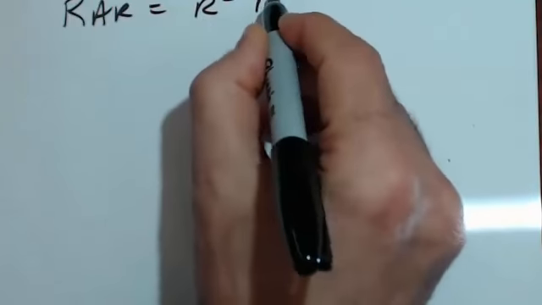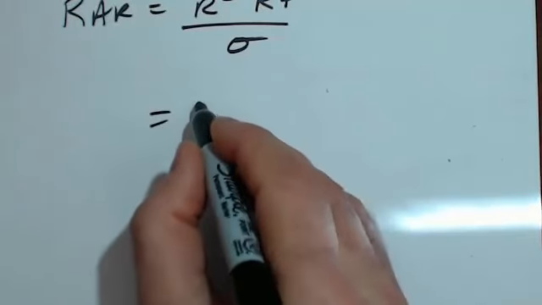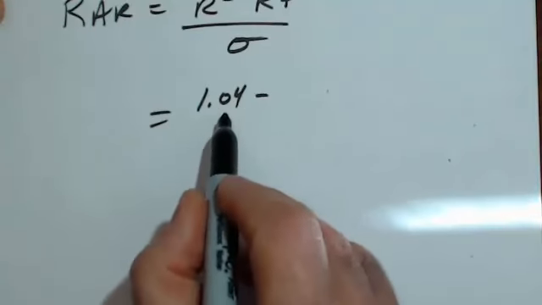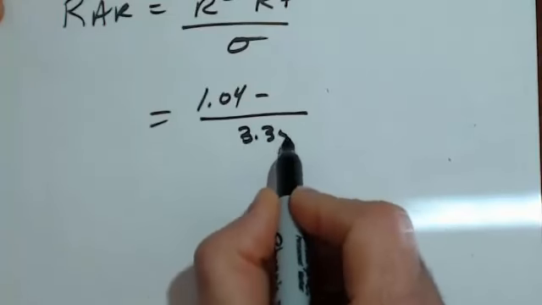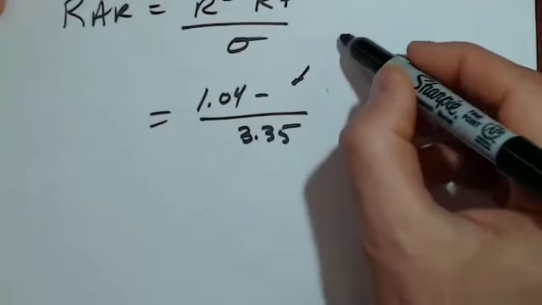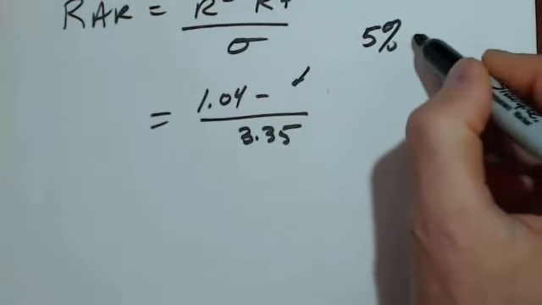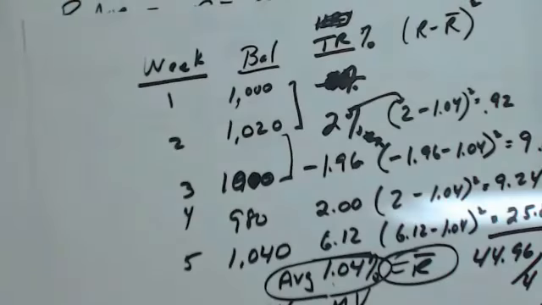Remember, our risk-adjusted return is nothing but R bar minus the risk-free rate on average over the time period divided by sigma. We got this to be 1.04, the average weekly return. The risk-free rate we need to calculate, we calculated already sigma to be 3.35% a second ago. Now what is this number? Well, the risk-free rate on average was 5%, but that's on an annual basis. We're on a weekly basis because our portfolio balances were done each week.